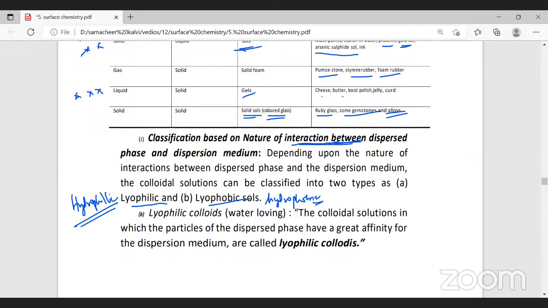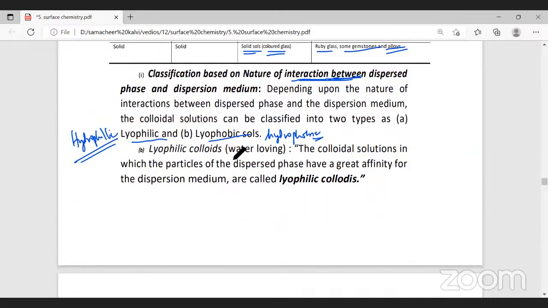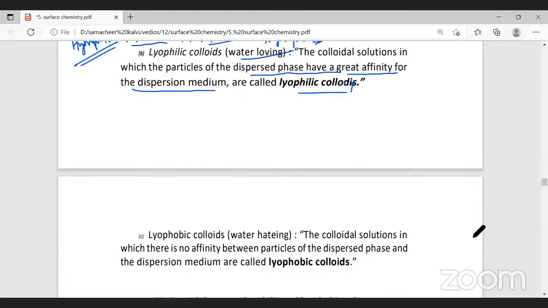So depending upon the interaction between the dispersed phase and dispersed medium, colloids are classified into two: lyophilic colloid and lyophobic colloid. What is a lyophilic colloid? Water-loving colloid. The colloidal solution in which the particles of the dispersed phase have great affinity for the dispersed medium is called as a lyophilic colloid. Whenever there is a strong interaction between the dispersed phase and dispersed medium, then we call those kind of colloidal systems lyophilic colloids.